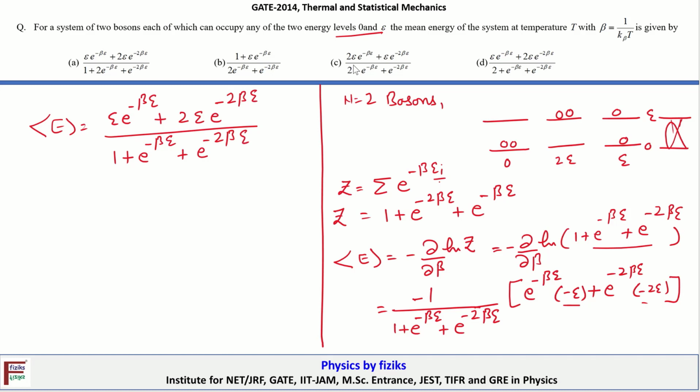And if we take a look at the options that are given to us, none of the options match with the result that we have obtained, but there is nothing wrong in the result that we obtained. So none of the options match with the result.